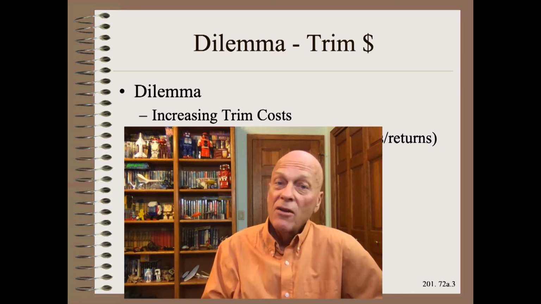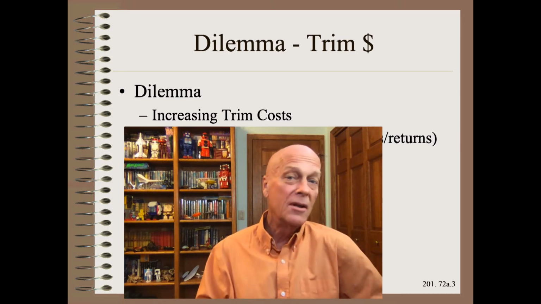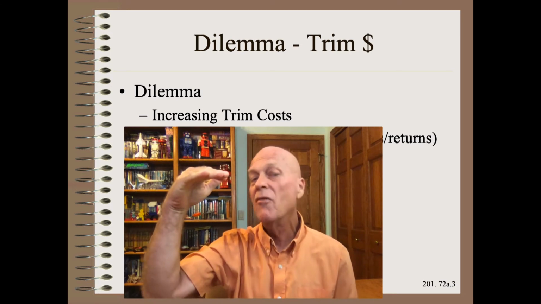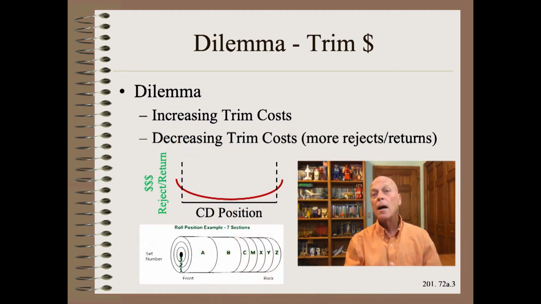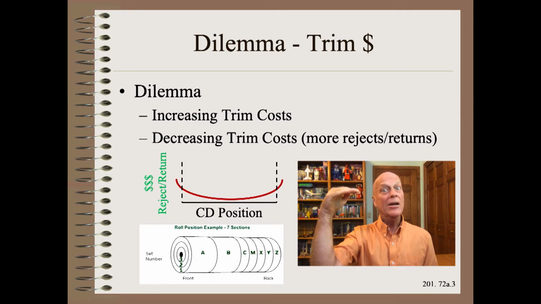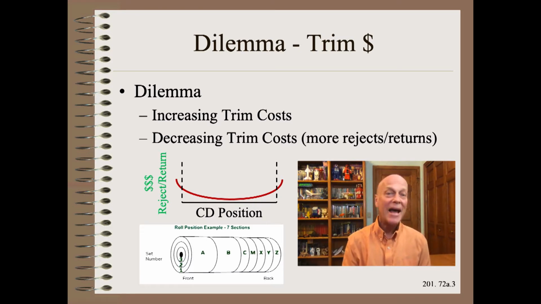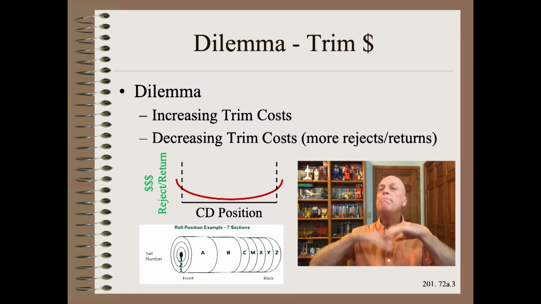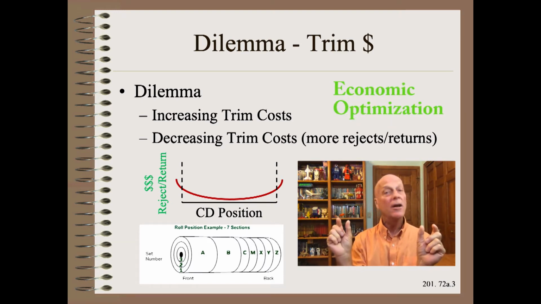So now we are confronted with what seems to be a true dilemma. If we increase the amount of trim, we increase the amount of money lost in trim. On the other hand, if we decrease the amount of trim, we increase the amount of internal rejects and customer returns, as shown in red in the graph of rejects and returns as a function of CD position. So how do we solve this dilemma? Those of you who follow my work would immediately know we need to find the economic optimum amount of trim to take.